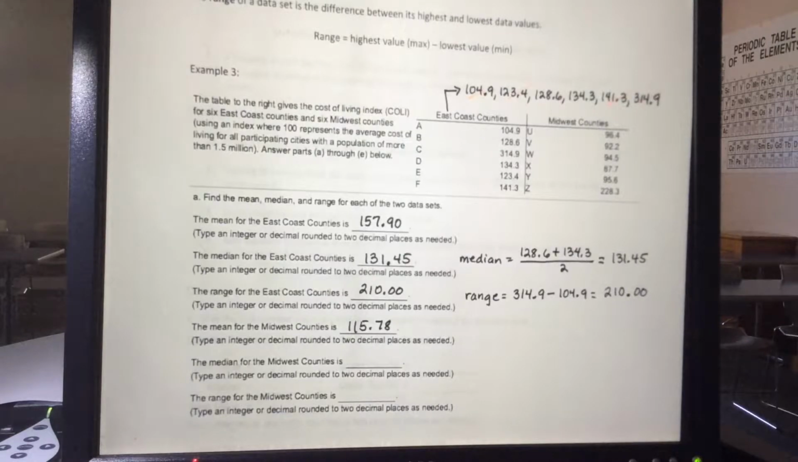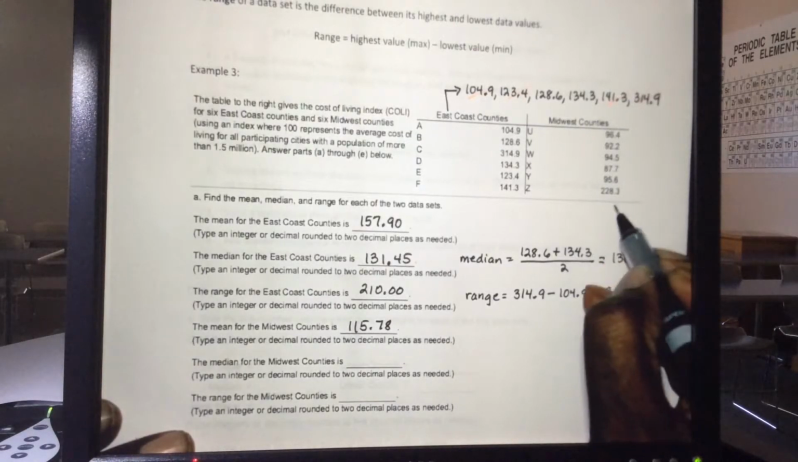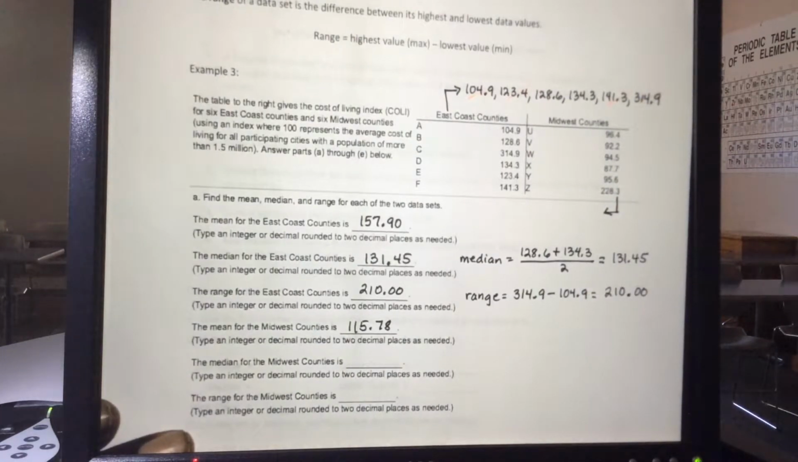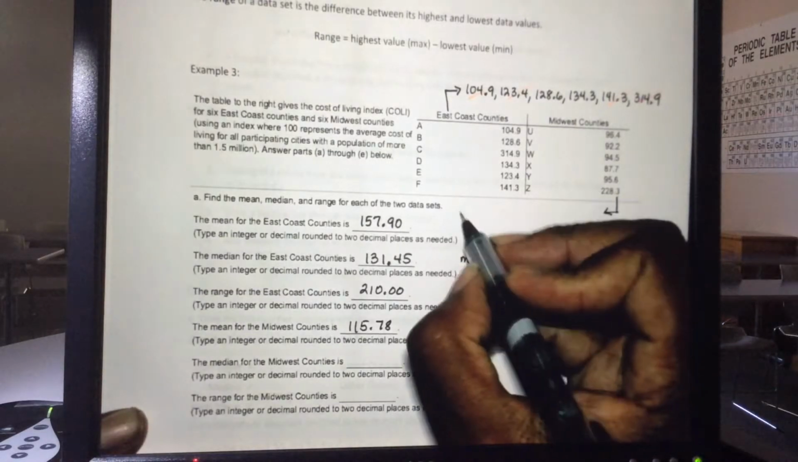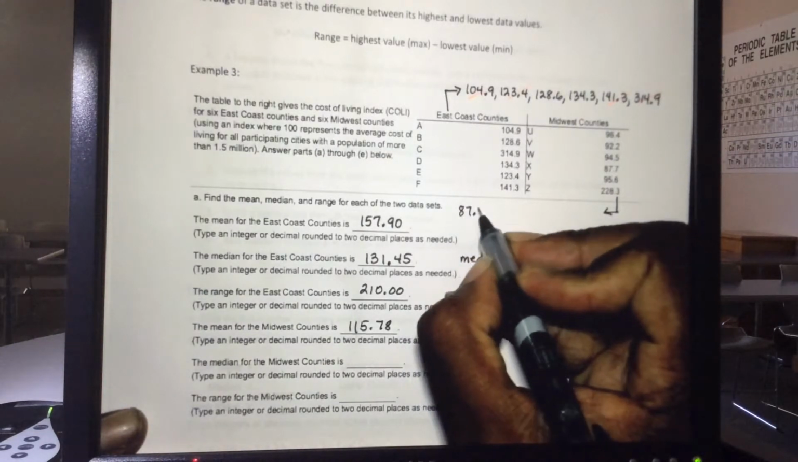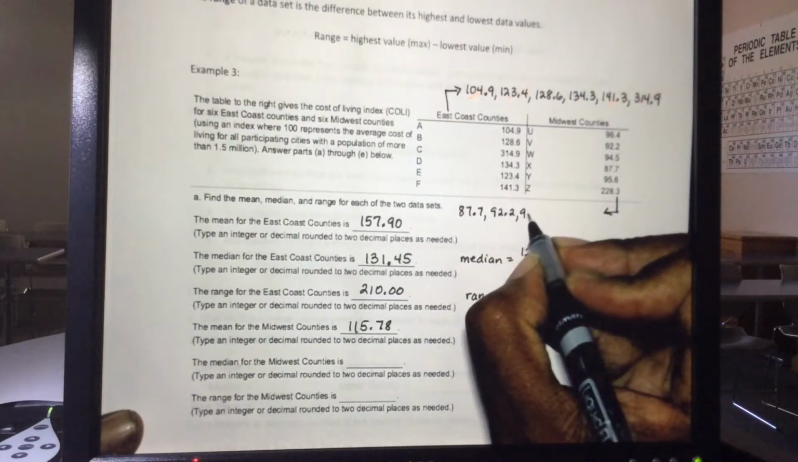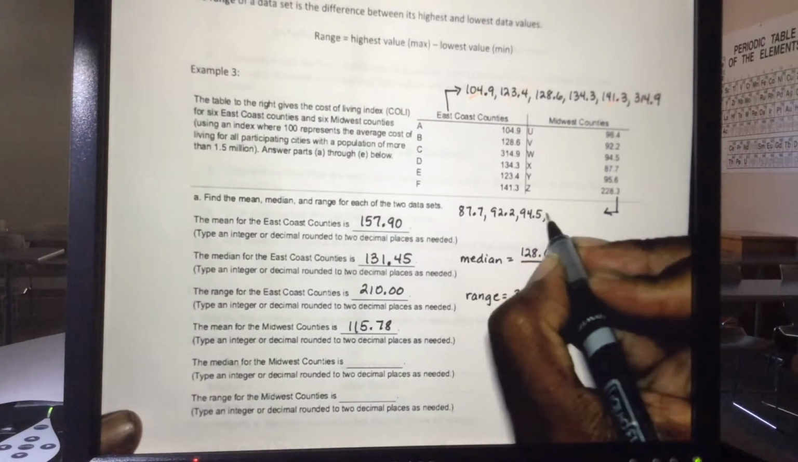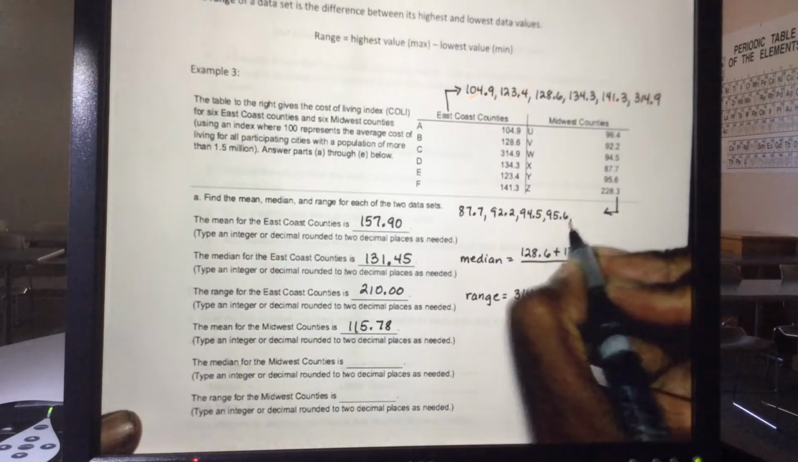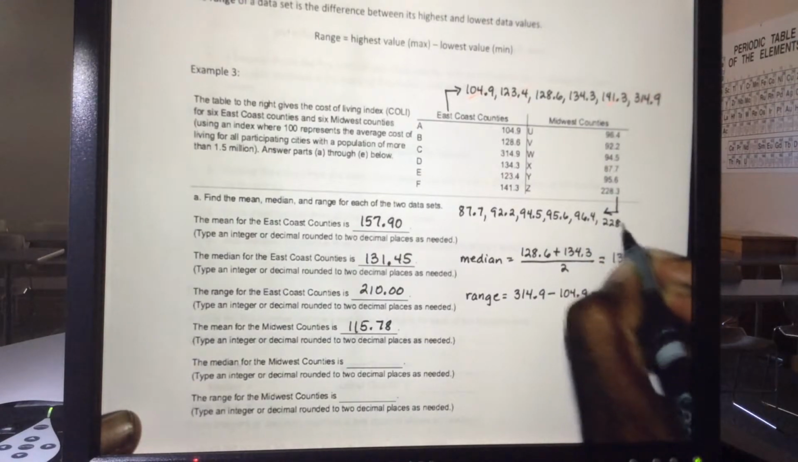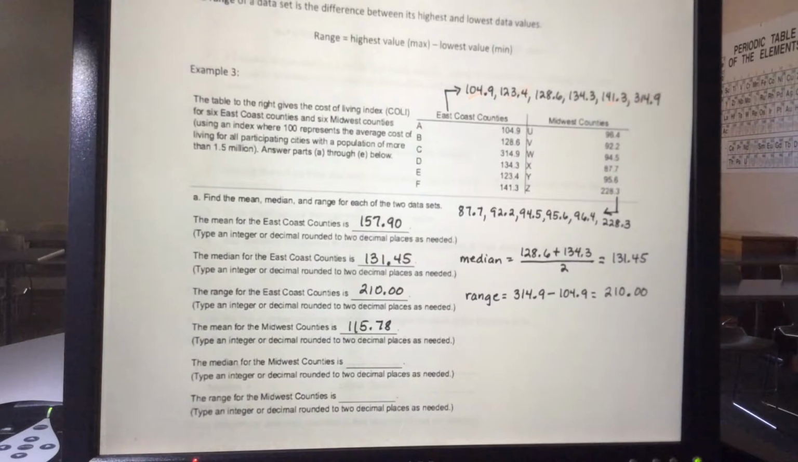And now for the median. So here, I'm going to put the sorted data set down here for the Midwest counties. I've already got this sorted out, so I'll go and write down that sorted data. 87.7, 92.2, 94.5, 95.6, 96.4, and 228.3. That's my sorted data for the Midwest counties.